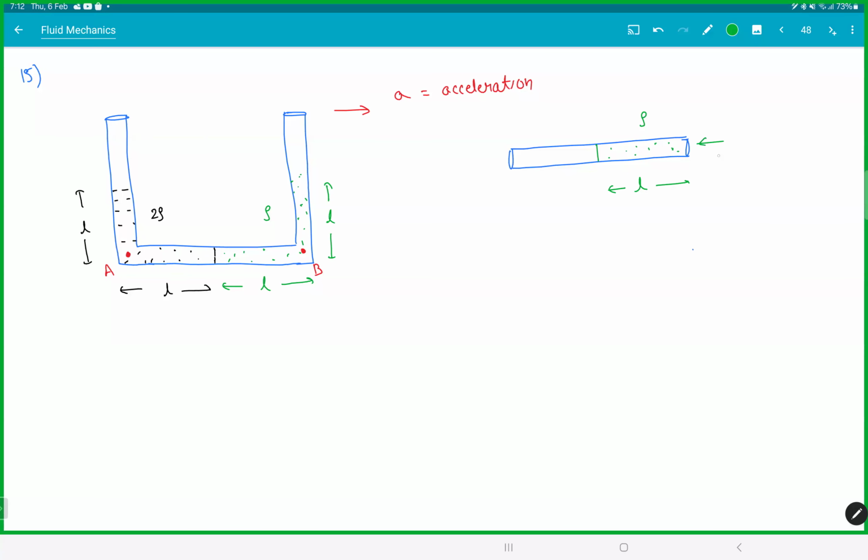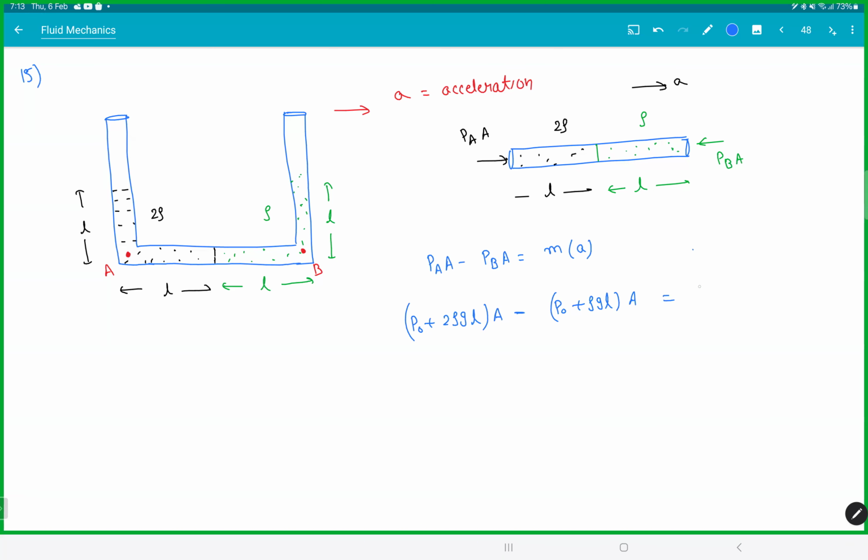So here the pressure will push with PB into area. And this was L and this was 2 rho. And this will push with PA into area. And this whole thing is accelerating. So net force is mass into acceleration. So PA into area minus PB into area is mass into acceleration. PA is what? PA is P naught plus 2 rho GL. PB is P naught plus rho GL into area.